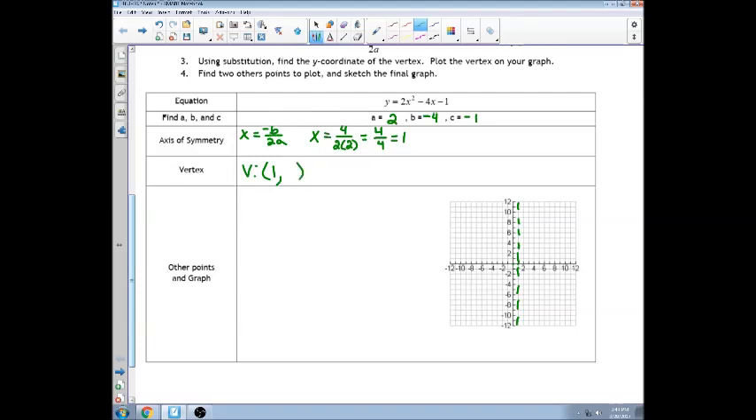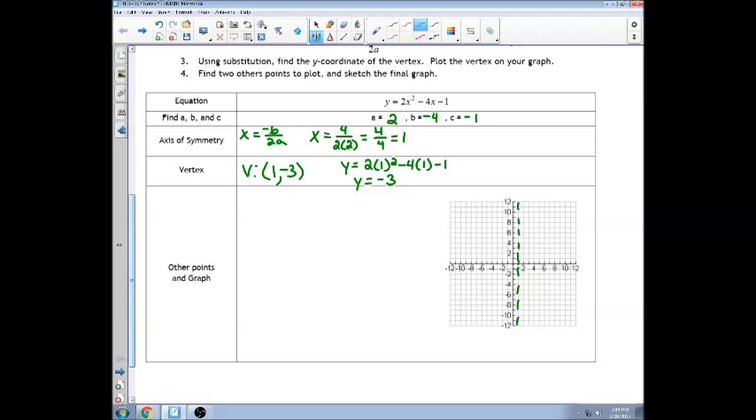Okay? In order to do that, what I will do is take my x, which is 1, and plug it back into the original equation. So it's 2 times 1 squared minus 4 times 1 minus 1. So then my y would equal, if I type that through in my calculator using the parentheses in the correct locations, I find out that my y would equal negative 3. So my vertex is actually 1, negative 3.